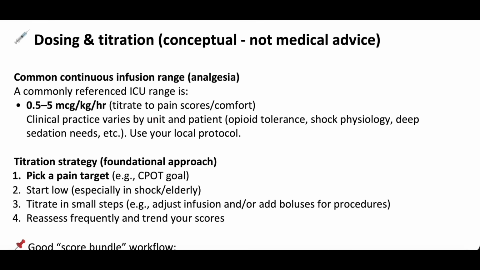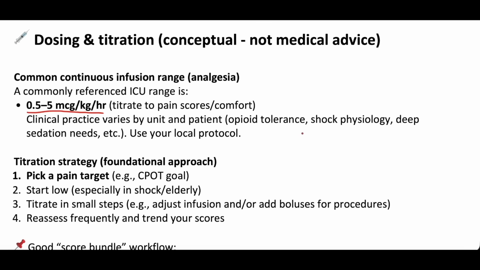Okay, common continuous infusion ranges from an educational standpoint. A commonly referenced ICU range for fentanyl is 0.5 to 5 micrograms per kilogram per hour. And certainly this is going to vary by patient tolerance, their physiology, how much pain they have. You're going to have local protocols and things like that. But this is a good starting point.